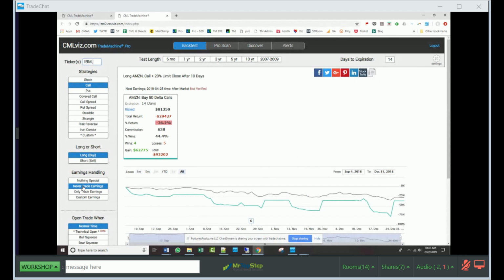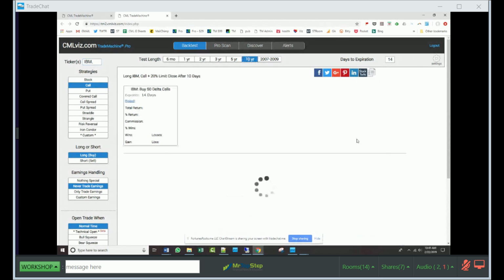Never trade earnings says we will never open a back test 2 days before earnings or 2 days after earnings. We're living like this 4-day window where it's like a blackout. If you guys have frequent flyer miles, there's a blackout date. You can't trade on those days. So let's look over the last 10 years. Also, you choose, do you want weekly options or whatever? Let's choose 10 years in IBM.